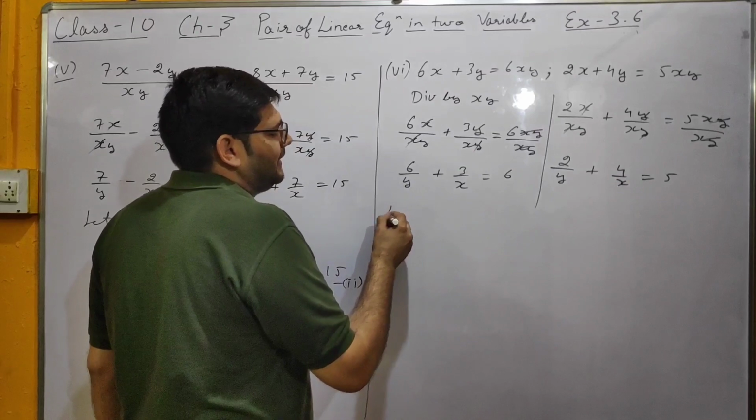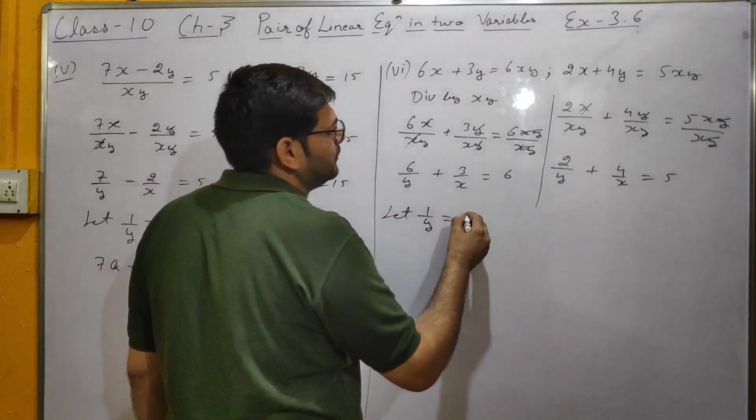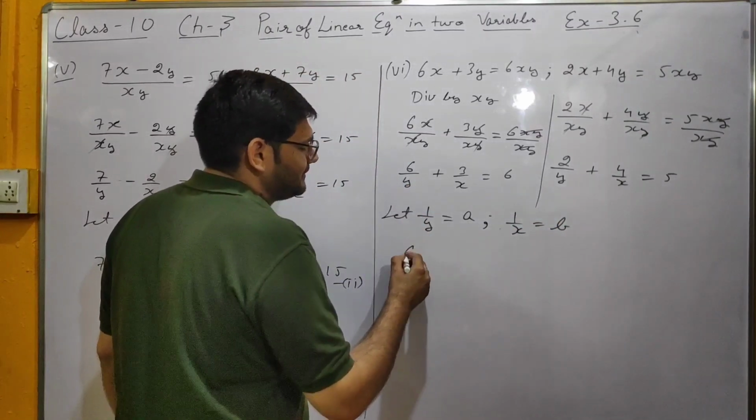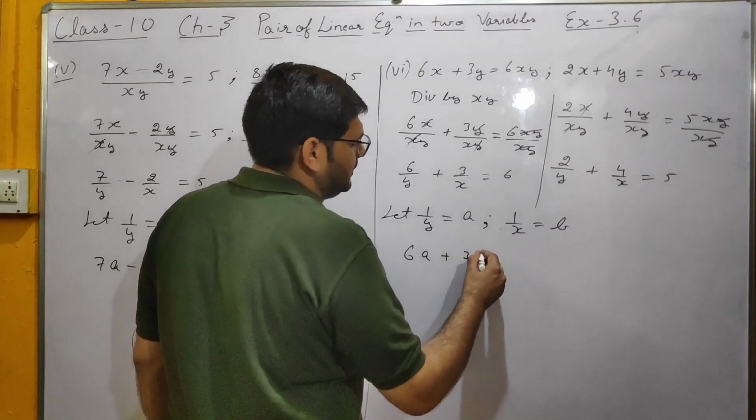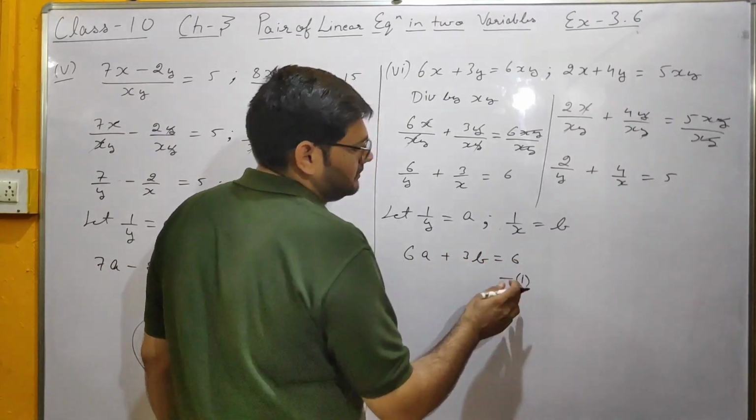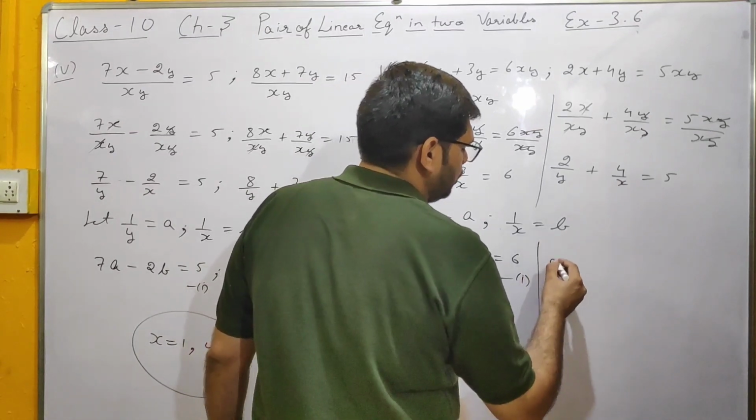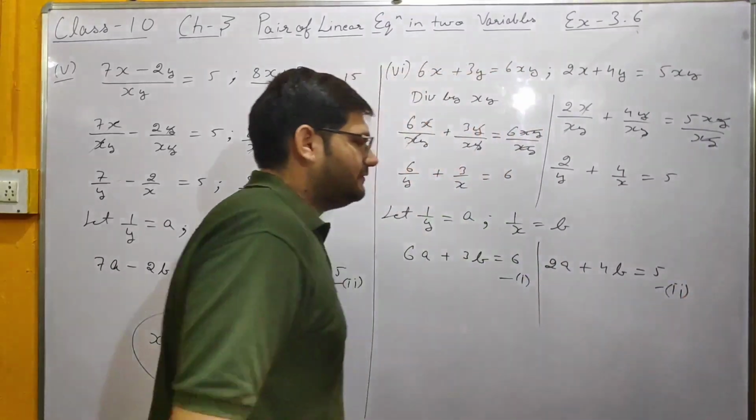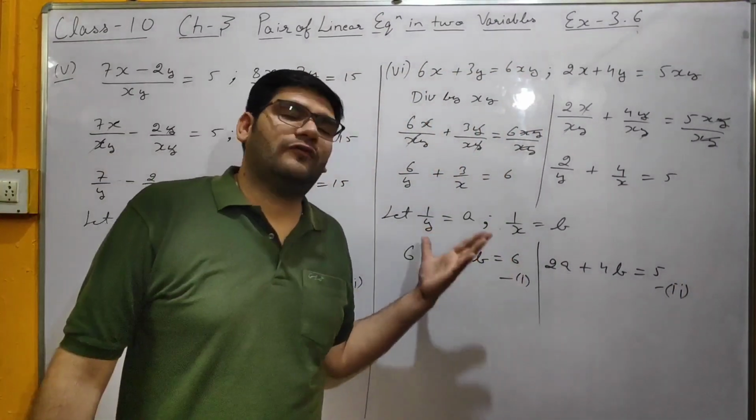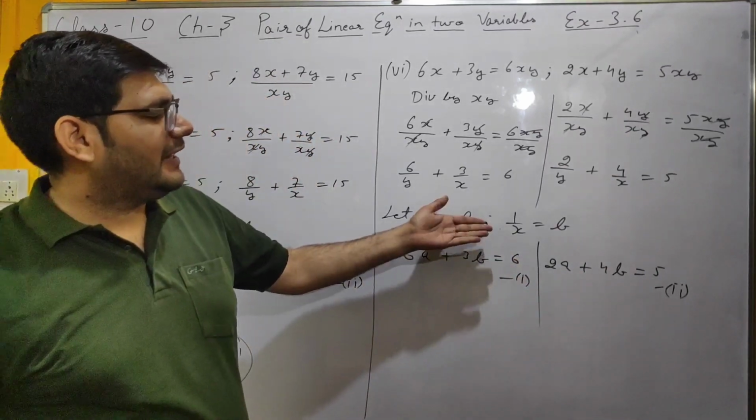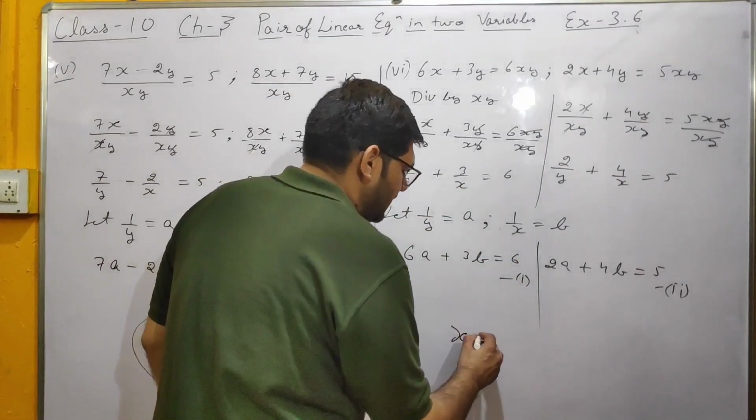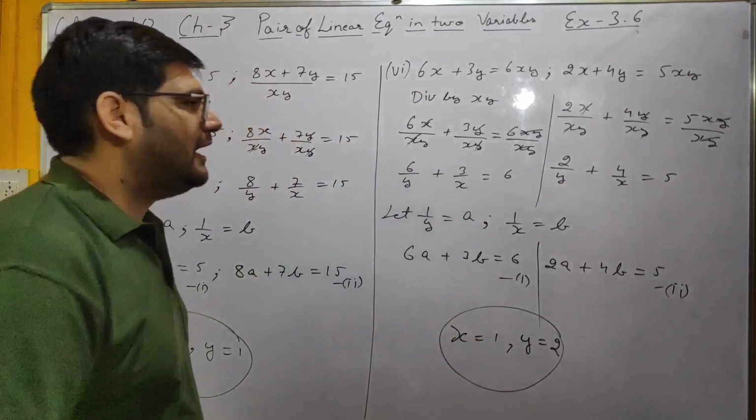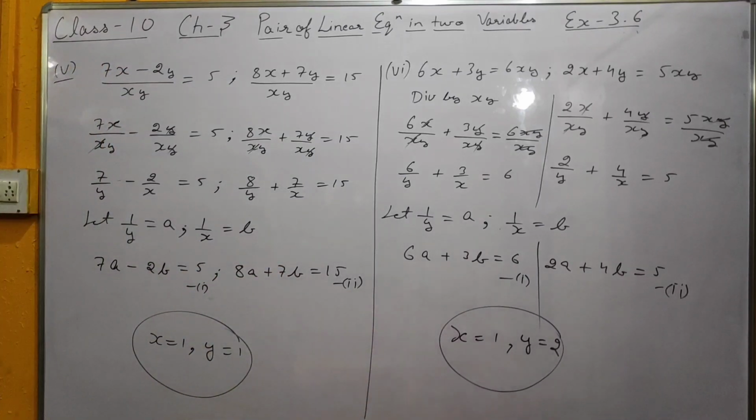So now we can say let 1 by y equals to a, and you can say 1 by x equals to b. So dear students, 6a plus 3b equals to 6. First standard form. And then 2a plus 4b equals to 5. This is second equation in the standard form. Now we will solve for the value of a and b. Then we will put the values again back and then we will find the value of x and y. So x will be 1 and y you will find it will be 2. So please do solve them and find out the answer and then check whether it is correct or not.